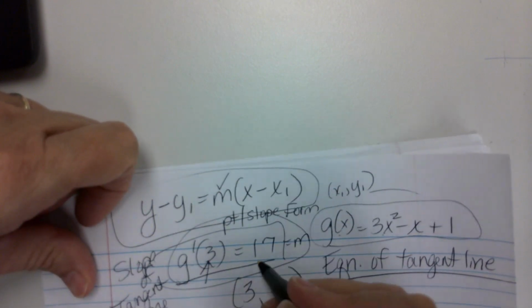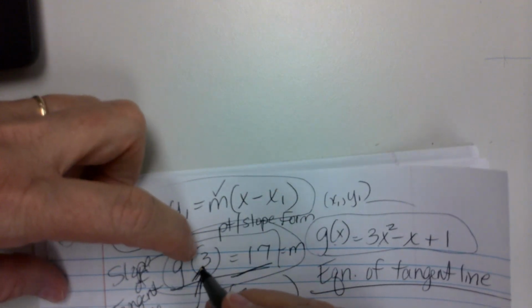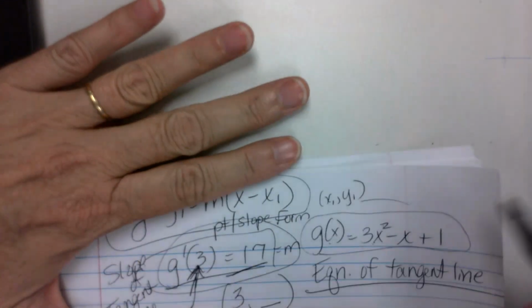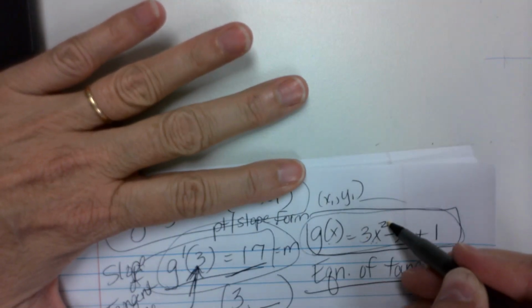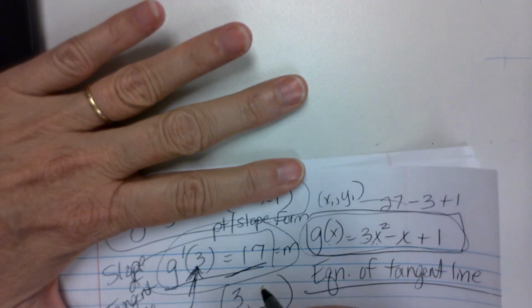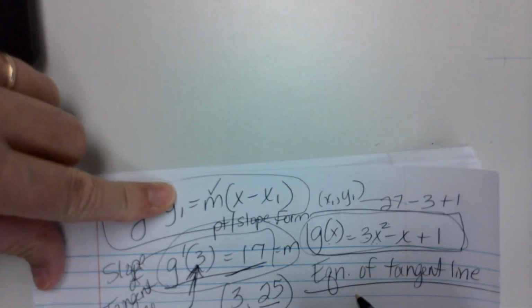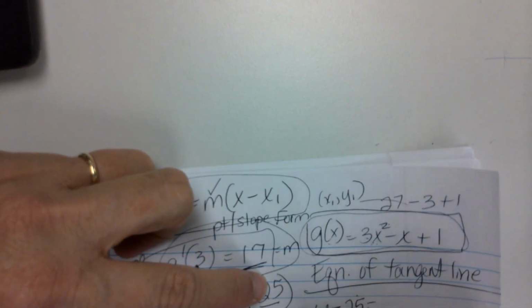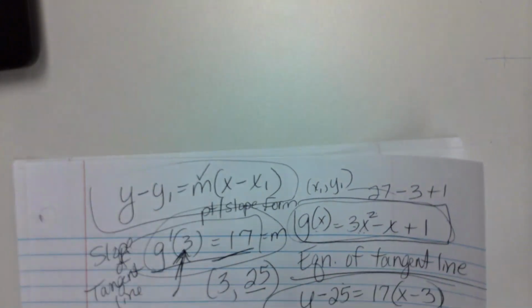If I know the slope, I know the x value because they told us to find G prime of 3, right? How do I get a y value given an x value? Into the original function. What is 3 squared? 9. Times 3 minus 3 plus 1. That was 25, wasn't it? Yeah. So, if I ask you for an equation, I don't care what the back of the book says. Write y minus the y1 equals slope, parentheses, x minus x1, and be happy with yourself.